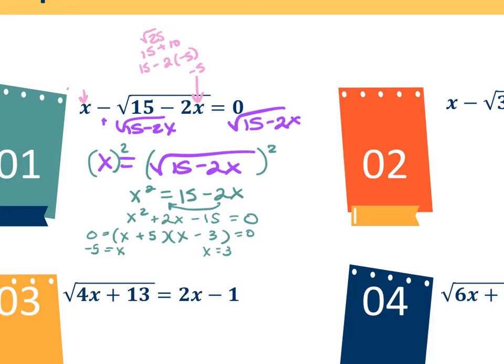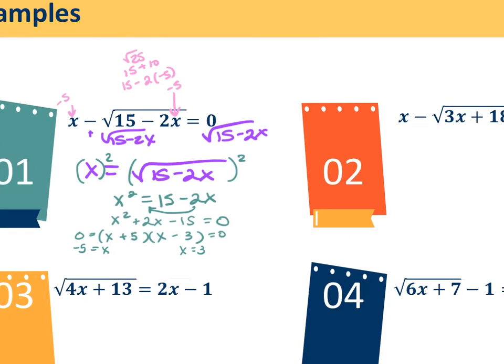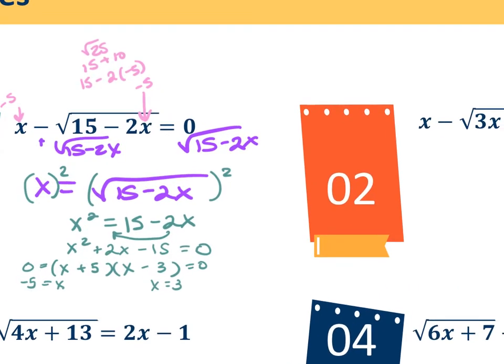This is my negative 5. Here, actually, let me just rewrite it so it's neater over here. Negative 5 minus the square root of 15 minus 2 times negative 5 equals 0. So a negative 5 minus the square root of 15 plus 10, negative 5 minus the square root of 25, negative 5 minus 5, does that equal 0? No. So this one does not work.